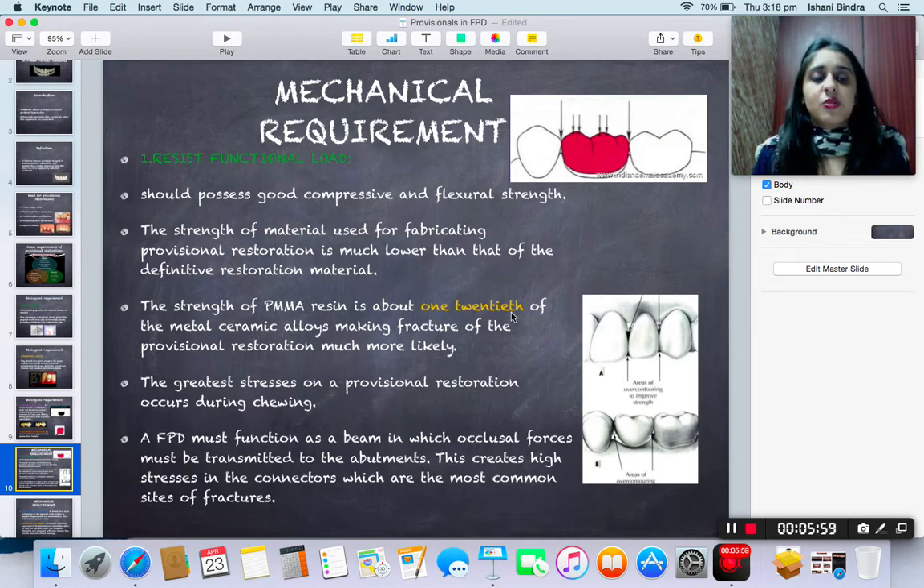Also, the greatest stresses on a provisional restoration occur during chewing. In this case, if we are giving a provisional restoration for a fixed partial denture, the area prone to fracture is the connector area, that is this area. So in such cases, the design of the provisional restoration has to be modified a little. The connector area in these provisional restorations is overcontoured so that it doesn't fracture during mastication.